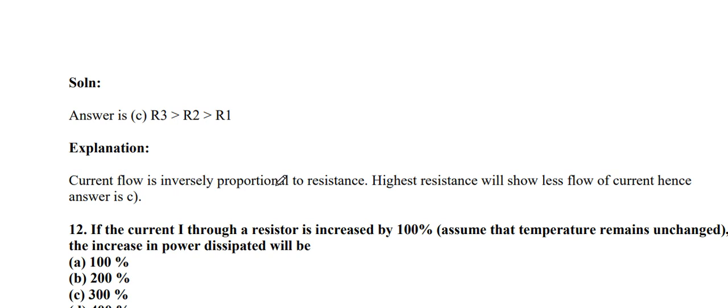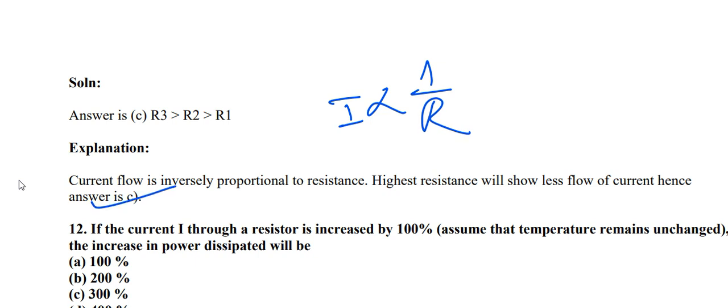Current flowing is inversely proportional to resistance. You know very well current flow is inversely proportional to resistance, and can you write I proportional to 1/R? Highest resistance will show less flow of current, hence answer C. Yes, when the current flow in the wire is less, then resistance is high. We can imagine, we can know, you know very well.